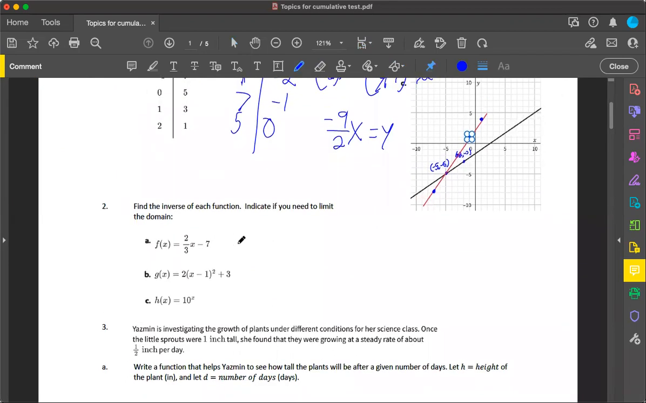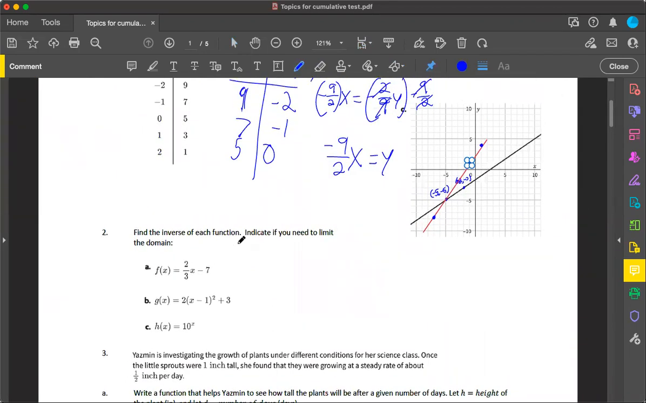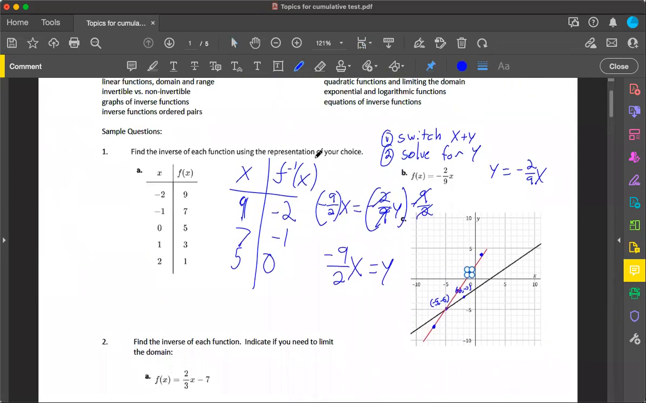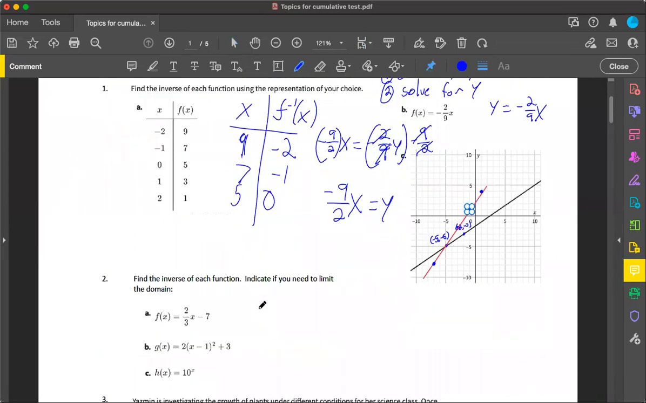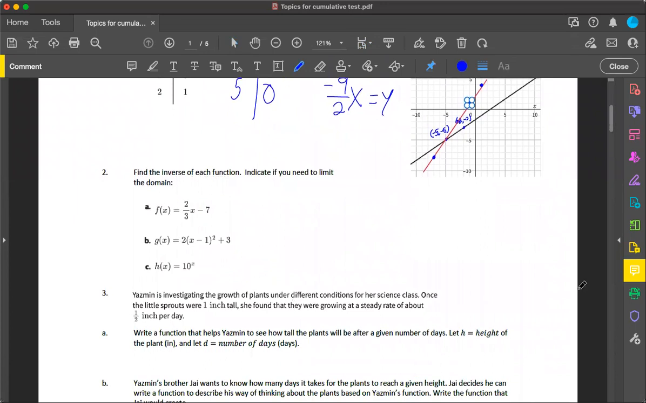I am going to give you a moment to get your hands dirty trying to get the inverse of this. Again, use the steps that are here, switch X and Y, and then solve for Y. I will have the answers here in a second. Pause the video, try them out.